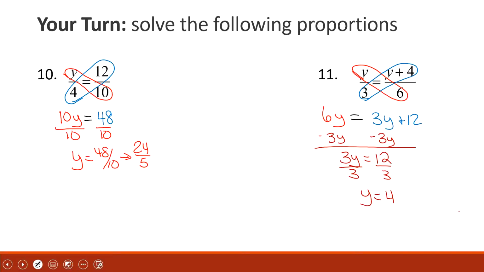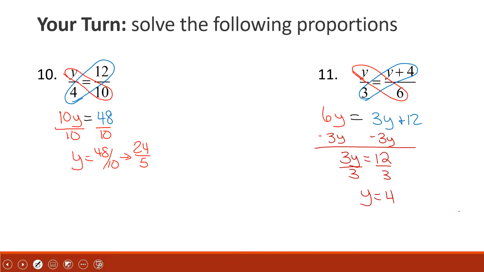All we have to do is divide by 10 to get y by itself, so we end up with y equals 48 over 10. Yeah, we can leave it as a fraction. We just have to make sure it's in the smallest terms. It's not, we can divide both 48 and 10 by 2. So I end up with 24 over 5.